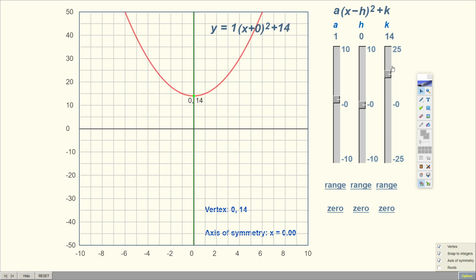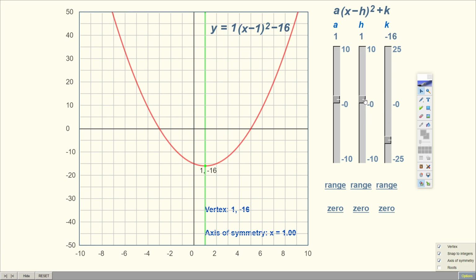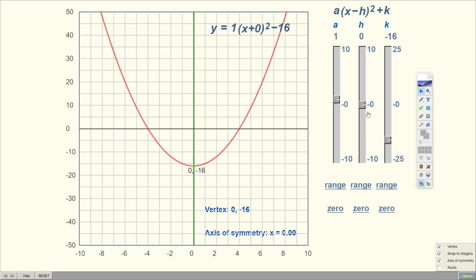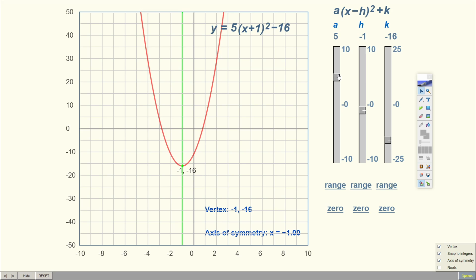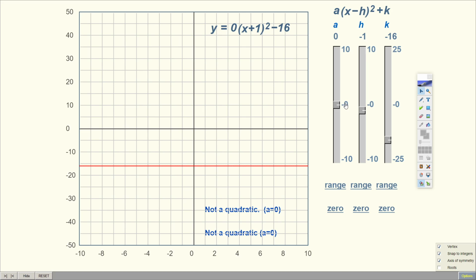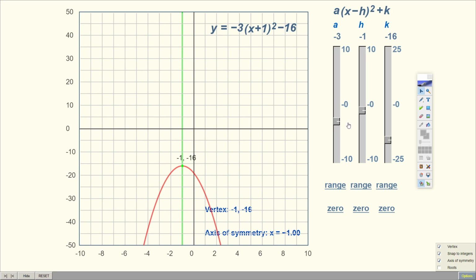So the outside value is your up and down. Here is your left to right. And then the a value up front, you can mess with that. That makes it skinny or really wide. And if you go into the negative portion, it'll be pointing down. Here's your maximum values because you have a -a, and here's your minimum values because you have a +a.